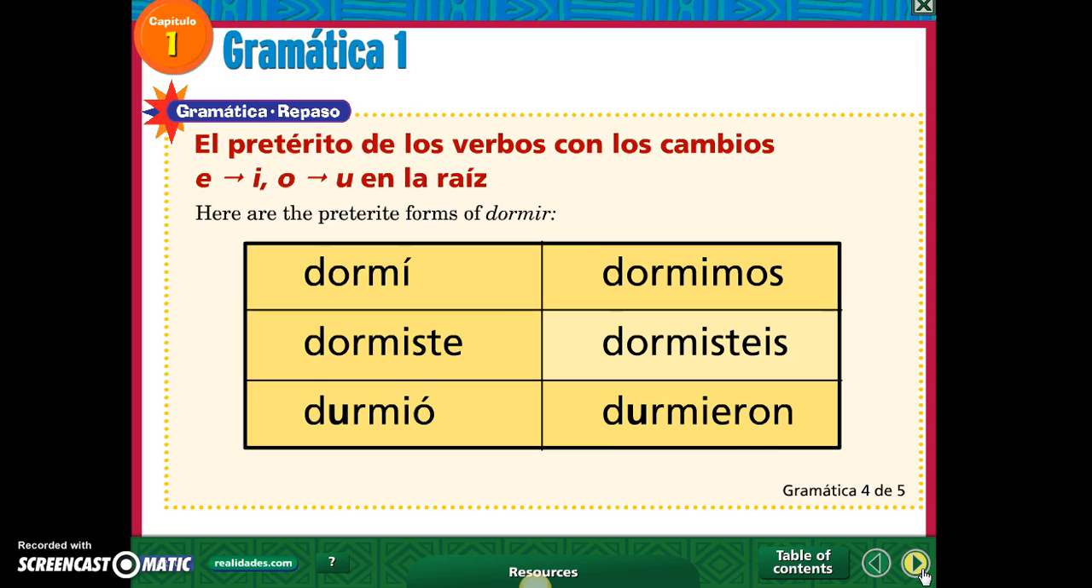The other type of change that we're looking at is from o to u in the stem, also just in the bottom two. Dormí, dormiste, durmió, dormimos, dormistes, durmieron. So o to u just in the bottom two. Hey, that rhymes.